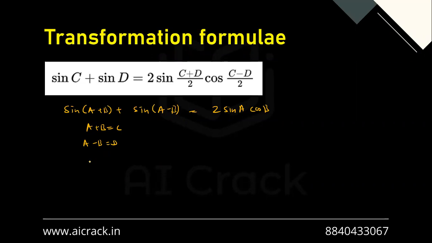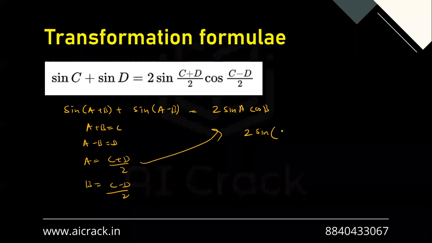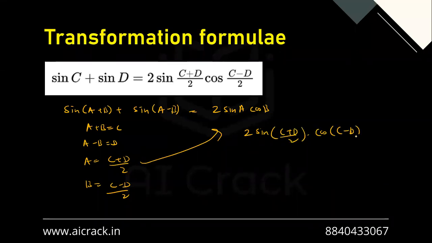Now if I add both of these, I'll get a as c plus d by 2, and when you subtract both of these, you'll get b as c minus d by 2. Now plug it in over here. You will get 2 sine c plus d by 2 dot cos of c minus d by 2.